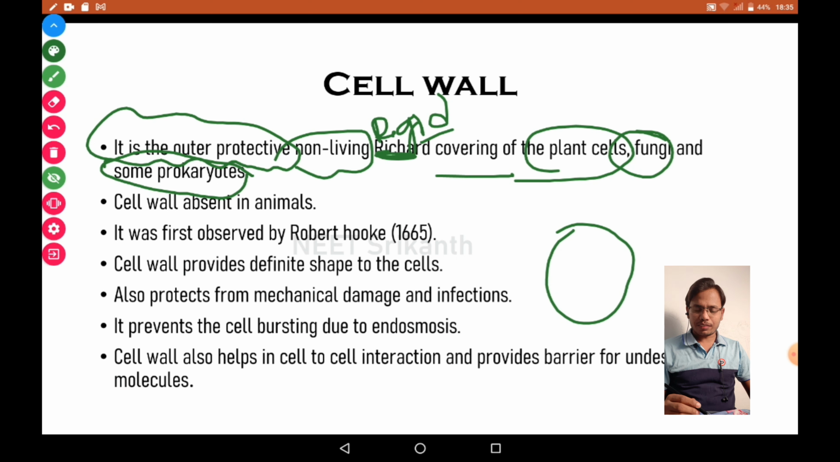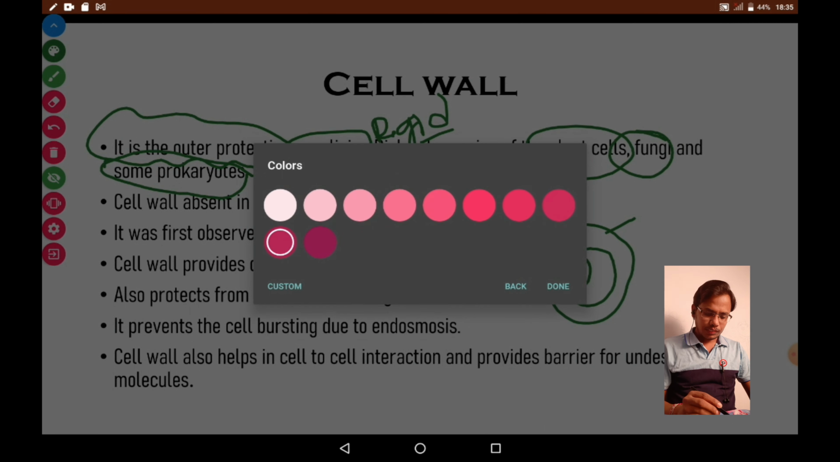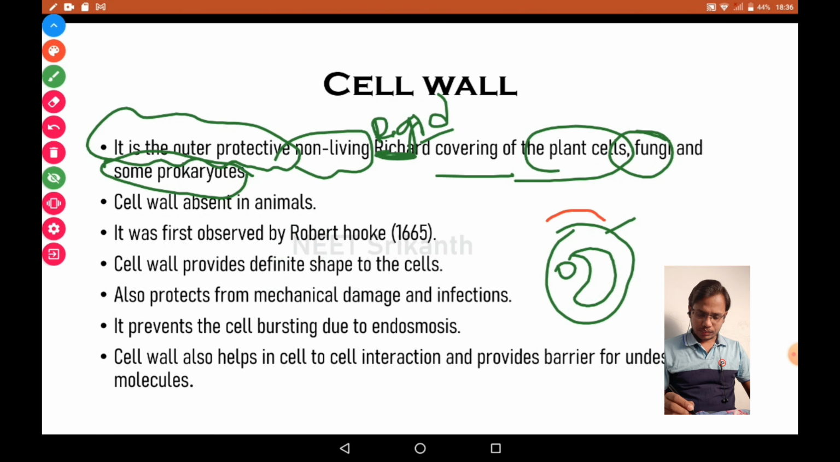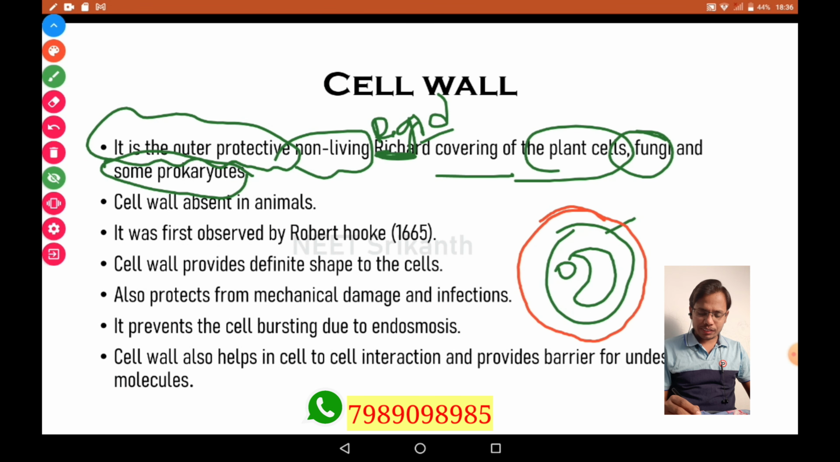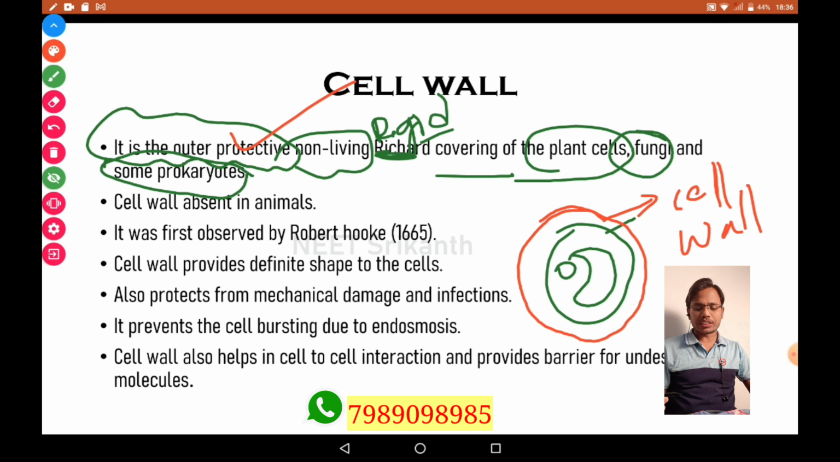You can observe the plant cell. This is the plant cell nucleus and this is a vacuole. Outside the plasma membrane, another layer is present in the plant cell, that is a non-living rigid structure, the outermost layer, known as the cell wall. Cell wall is present outside the plasma membrane and it is a non-living rigid protective layer. It is seen in the plant cell, fungi and some of the prokaryotes like bacteria.